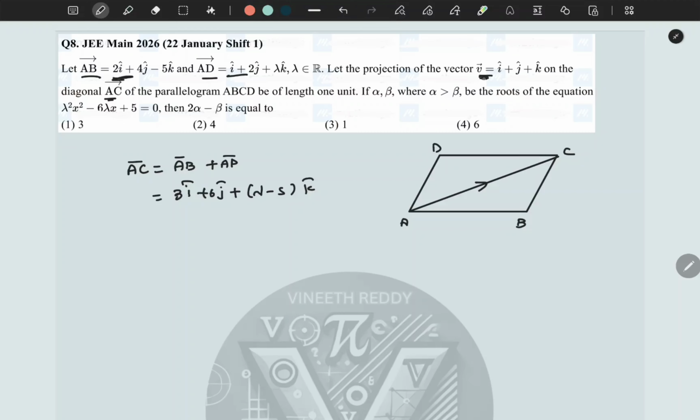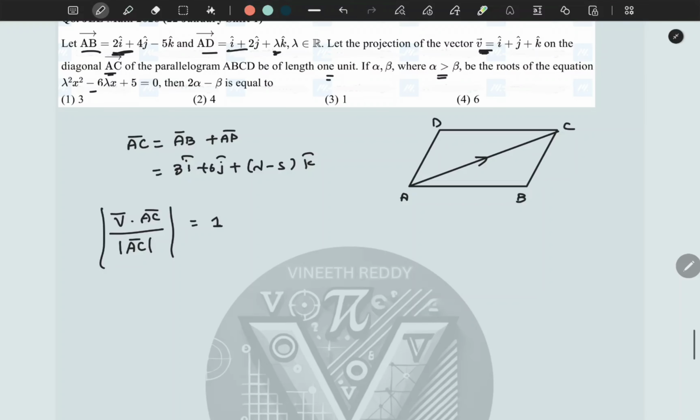So what did he give? The projection of V on the diagonal AC. That means mod of V dot AC by magnitude of AC, on the diagonal AC of the parallelogram, is of length 1 unit. Okay, this is given. Achha, alpha comma beta are the roots of this equation. I think we have to first find lambda, right? Unknown lambda.